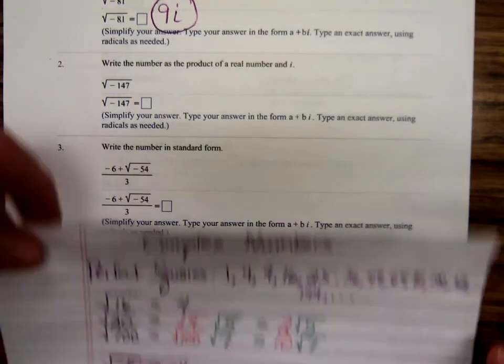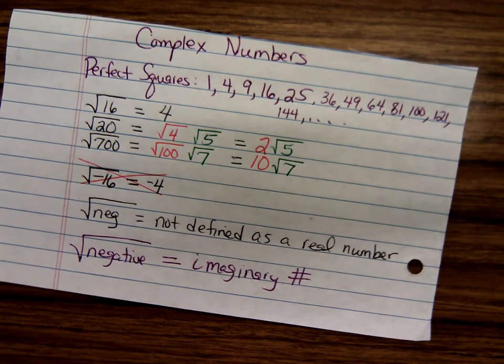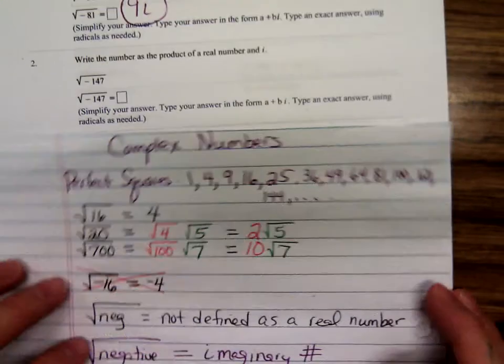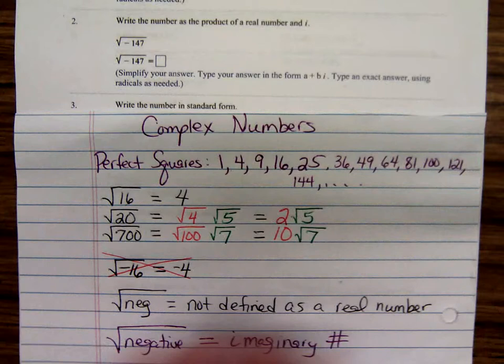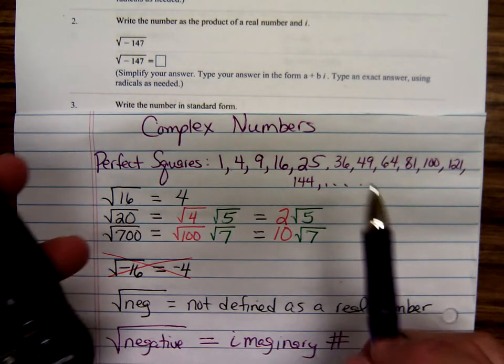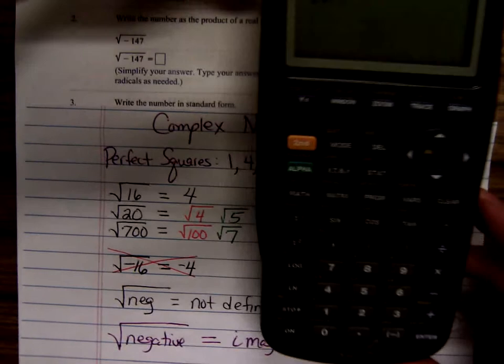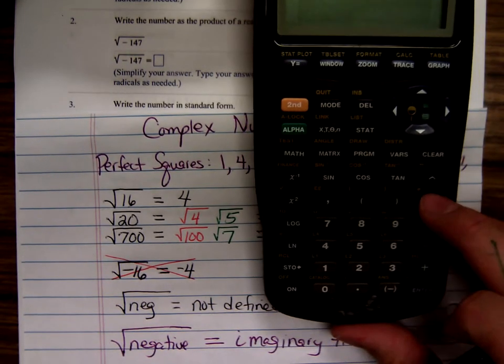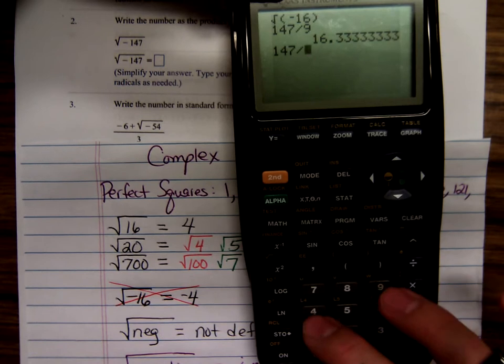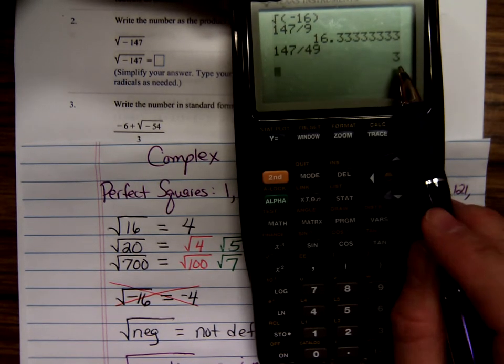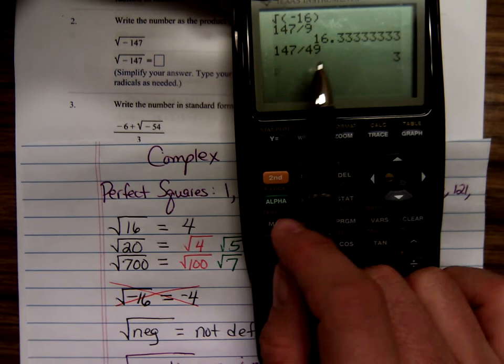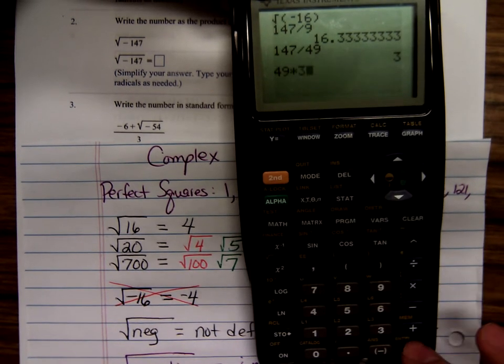Okay, square root of negative 147. Oops. Trying to make this look a little better. So, with a little bit of effort, just punching into your calculator, which one of these, what about 49? What's 147 divided by 49? 3. 49 times 3 would give me 147.